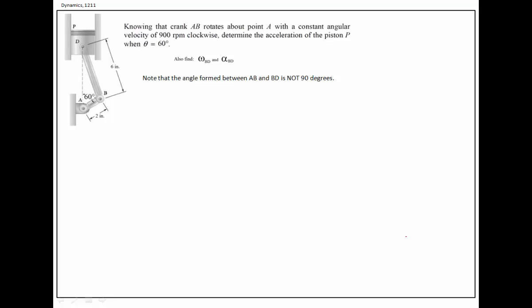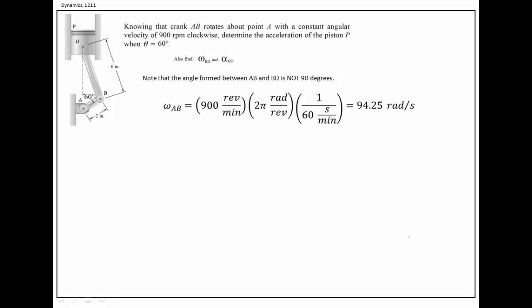Lastly, here's a problem. I think I adapted this one just because we had so many piston problems that were not arbitrary angles. We had them where they were 0 or 90 degrees, and they ended up being special cases. So I wanted to make one that was a little bit more complicated. And so here we go right here.